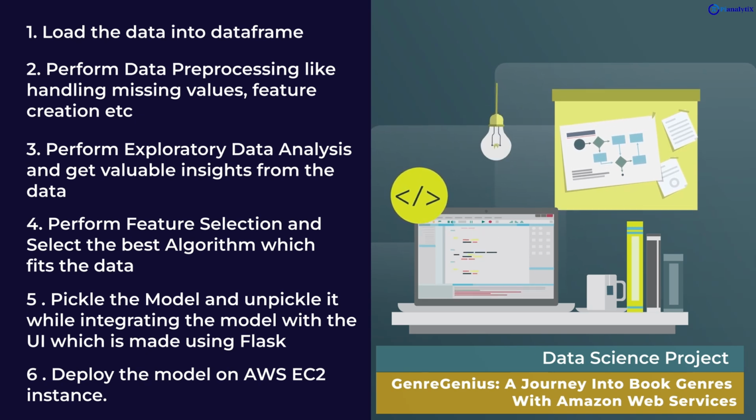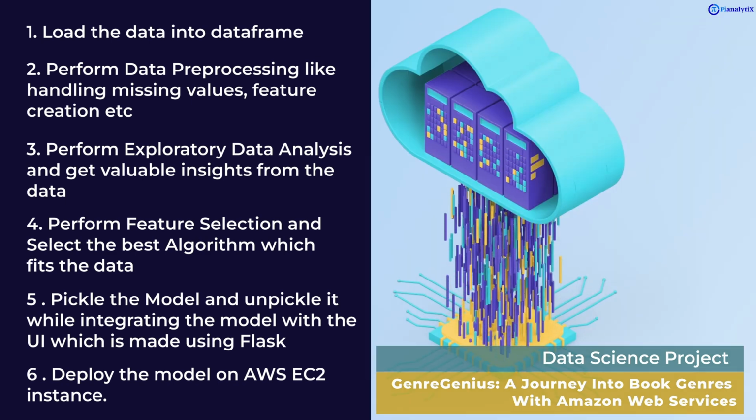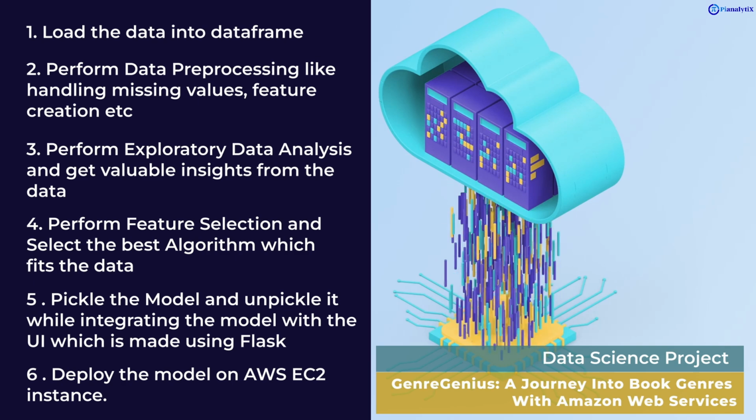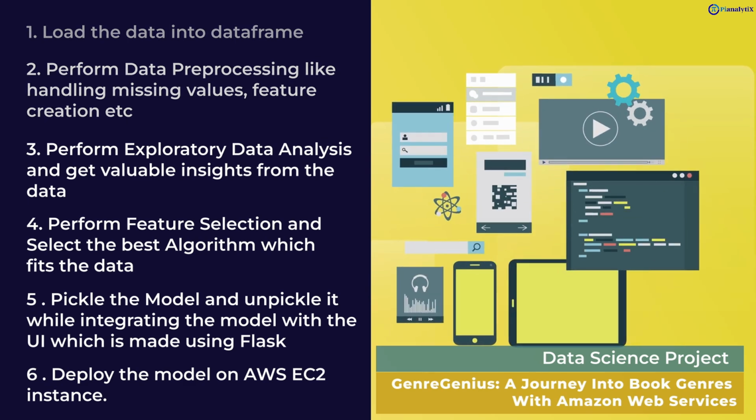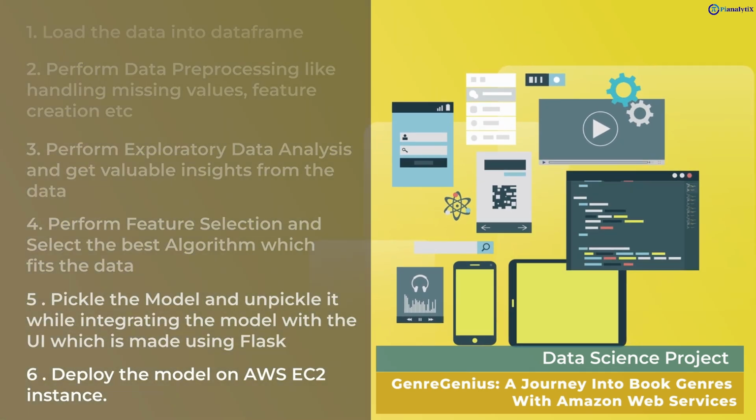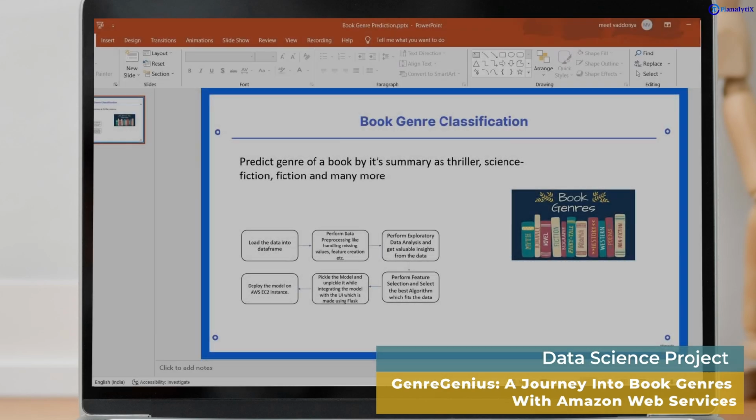that model weights, and then we will integrate that model with the web service, that is by using any web framework like Flask or Django. Then we will deploy our model on AWS EC2 instance. So this is the overall workflow of this project, that is book genre classification. Let's look at the working demo of this.